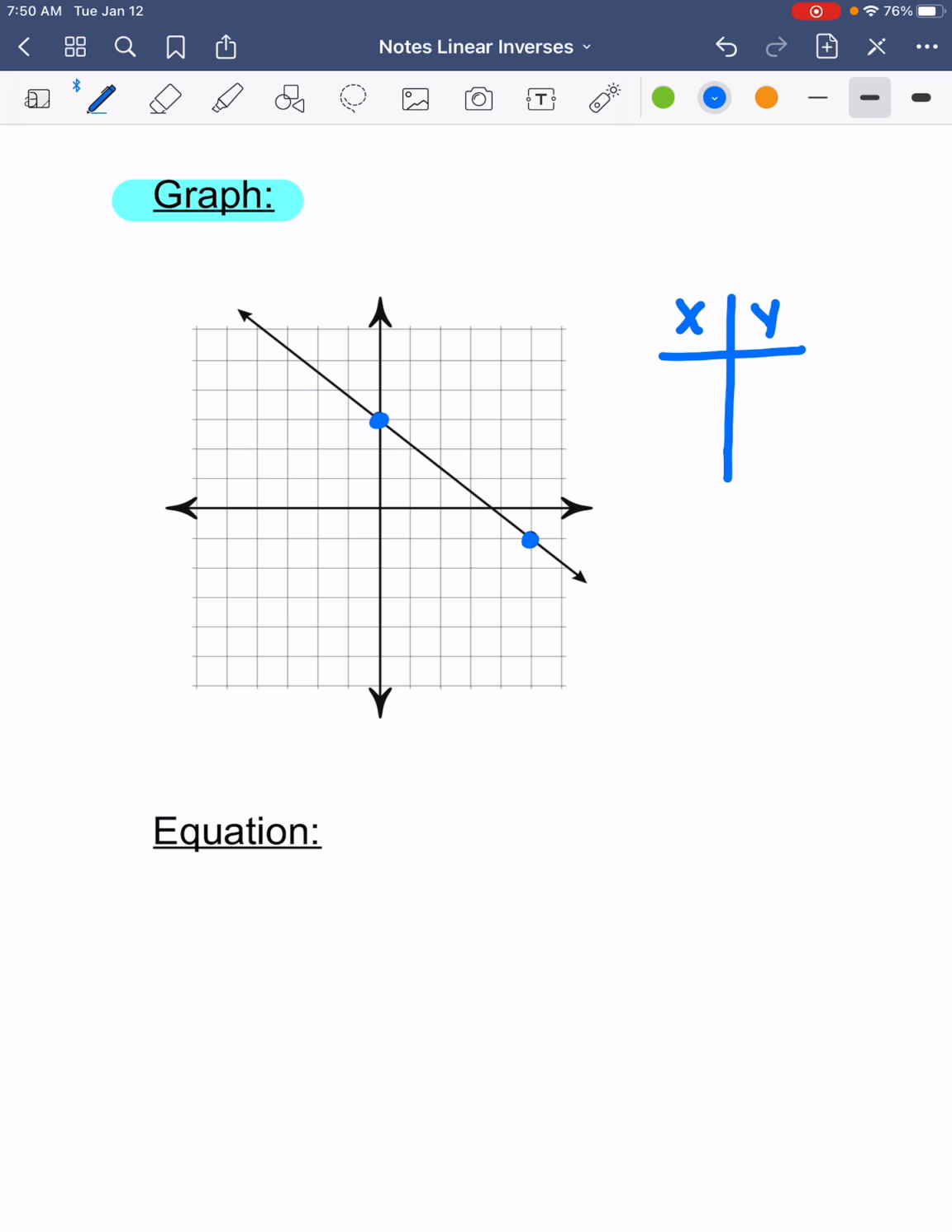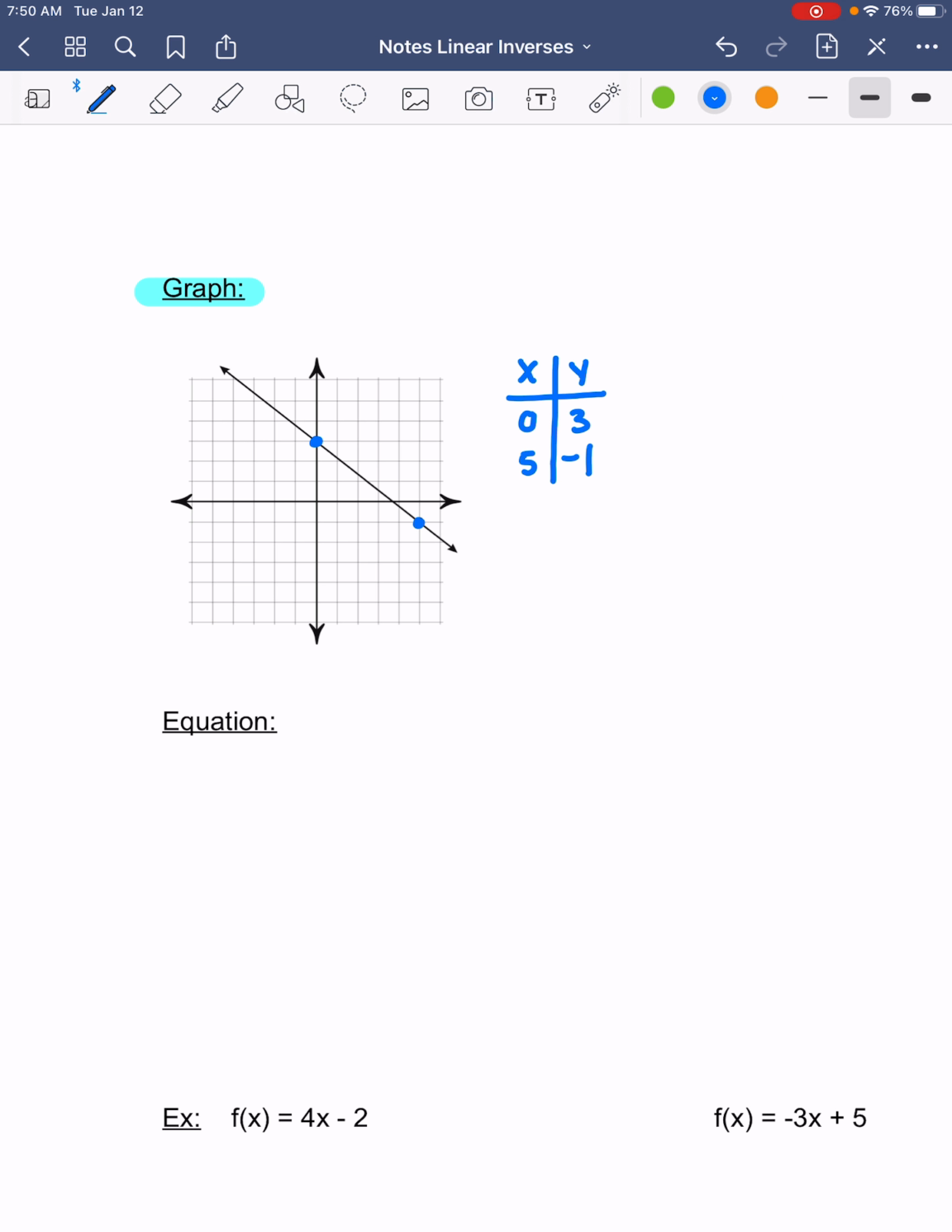So this first point up here, you don't go right or left at all. You just go up 1, 2, 3. So that's the point 0, 3. And then we have another point over here. You would go right 1, 2, 3, 4, 5, and then down 1. So right 5, down 1 would be 5, negative 1. So to do the graph, you just have to identify some points, and then you do your inverse where you now switch x and y. So when I switch, 0, 3 becomes 3, 0. 5, negative 1 becomes negative 1, 5.